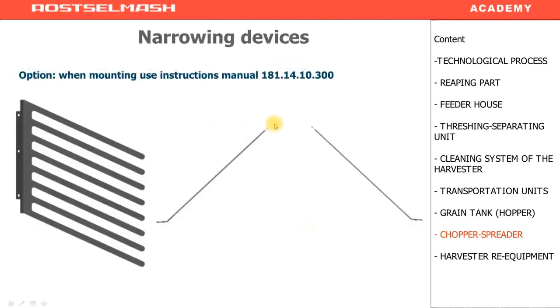Narrowing devices is a new option. They are made in the form of grills. If you look at the harvester from the top, imagine we have a chopper here. The narrowing devices are put this way. They're used only for the windrower mode, and they narrow the outcoming mass.